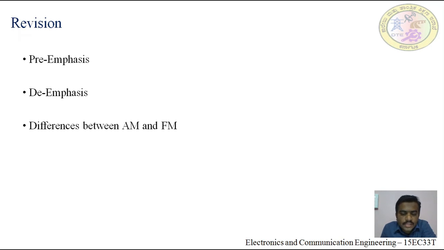The de-emphasis circuit is constructed using an RC low-pass filter. The de-emphasis circuit attenuates the signal frequencies above 2122 Hz. Hence, the effect of pre-emphasis can be removed by using the de-emphasis circuit. Also, we listed out the differences between amplitude modulation and the frequency modulation.